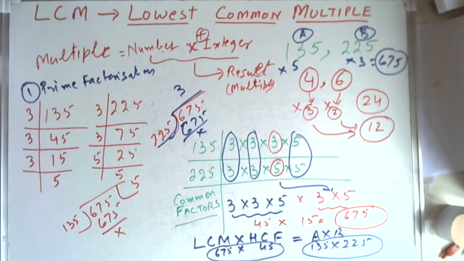So what we have learned in this video is what the lowest common multiple is and how to find the lowest common multiple for a pair of numbers or more than two numbers also. And the procedure is: first prime factorization, second find the common factors, and then third multiply the common factors and the factors which are not common to get the LCM.